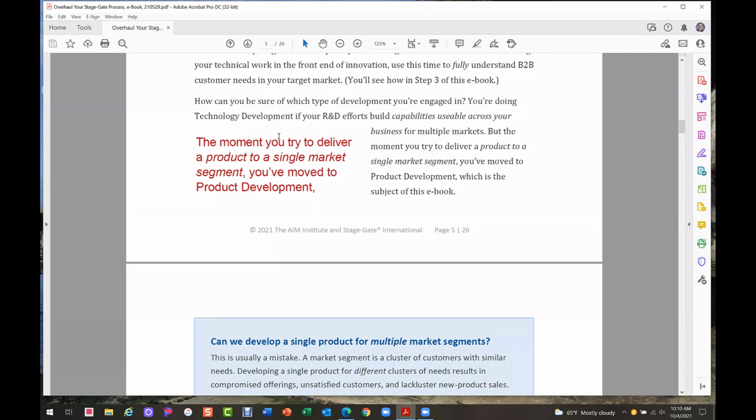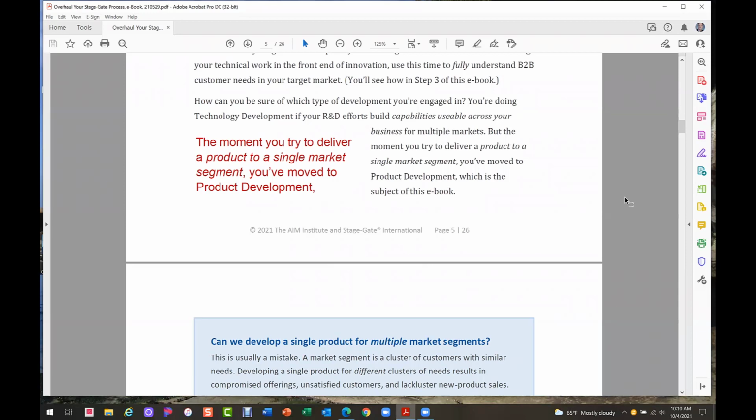Now it's product development and it's market facing. So the point is, when you're in technology development, don't worry about a stage gate. But as soon as you turn your guns on a single market and say, let's try it out here, then we're in product development. So let me take a breath on that. And that's kind of a lot to throw at you guys. Does that make sense? Or do you have any questions on that concept of technology development versus product development?